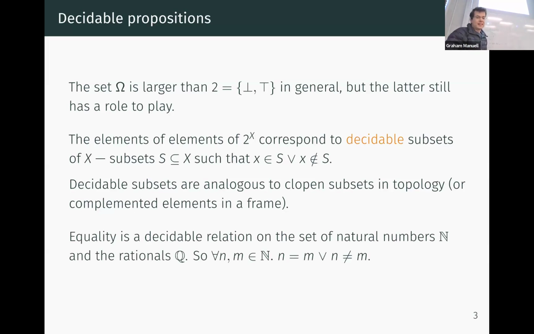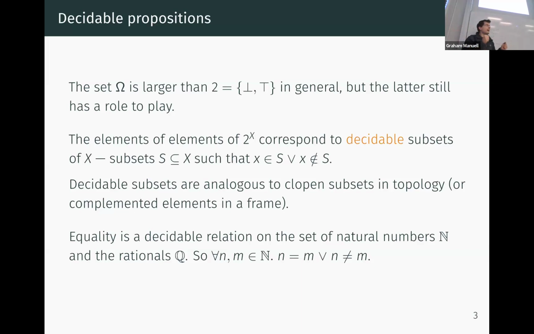The other thing is, on the natural numbers, equality is a decidable relation. What's a decidable relation? It's a relation that, when you view it as a subset of N cross N, is a decidable subset. So for the natural numbers, or say the rational numbers, equality is decidable. When you have a set where equality is decidable, they end up behaving much more like they do classically than other sets. It's possible for a set to not have decidable equality, but for the natural numbers or the rationals, they always do.